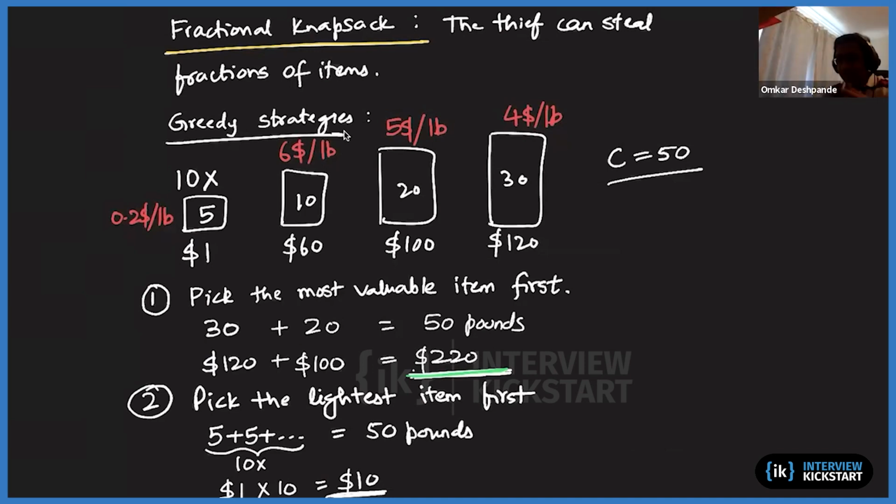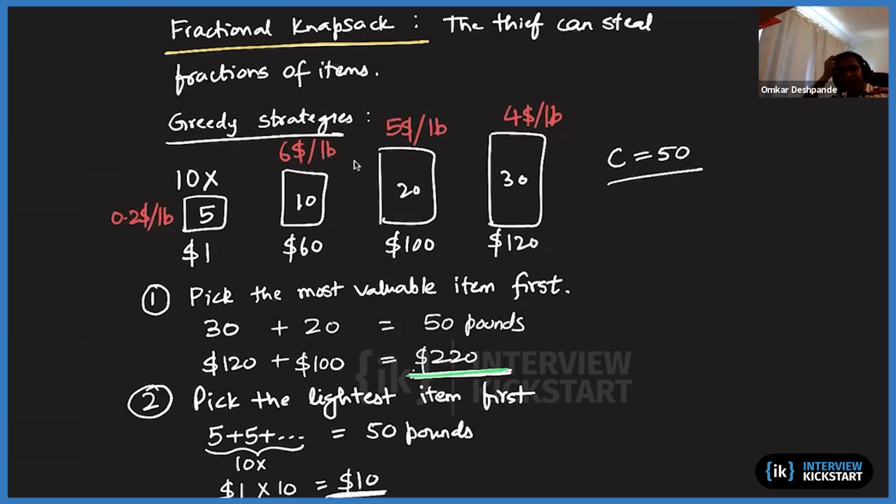Yeah. But the first greedy strategy doesn't work on other examples of 0-1 knapsack. That's why even that's out. So that means none of these three are going to work in general for the 0-1 knapsack problem.